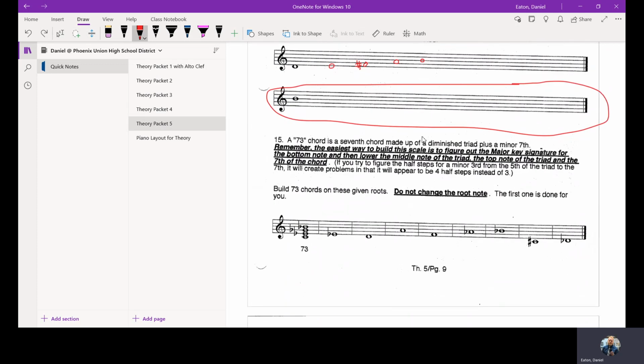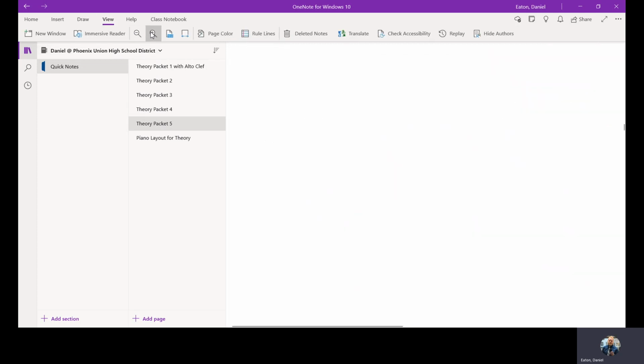Okay, so again, make sure you're thinking of this as two different parts to get the final answer. Diminished triad, minor seventh, okay? Also known as a half diminished seventh chord. So here we go again. Let's build some seventh chords.